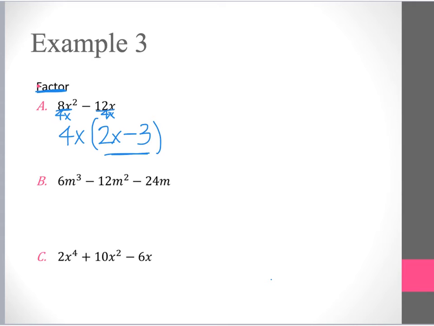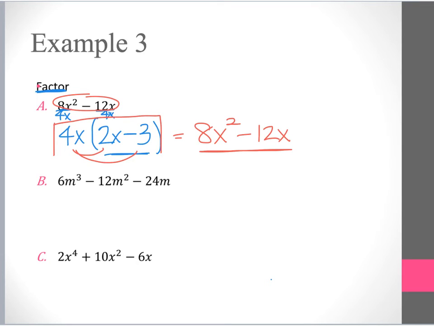Now, a way that you can double check your work is you can redistribute that 4x. So 4x times 2x would give me 8x squared. And then I have 4x times a negative 3, which will give me a negative 12x. Because this answer ended up being the same as my original problem, that tells me I did this correctly. My two factors, which is what the problem actually asked for, are this right here.